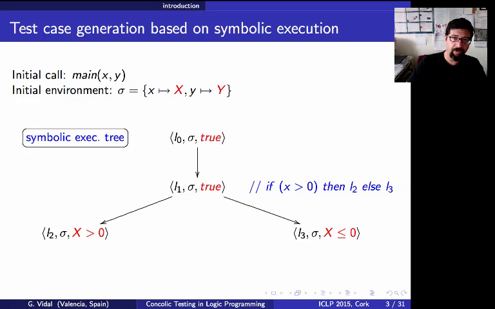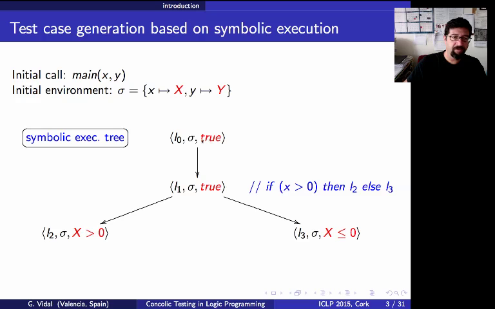So let me start by briefly introducing the basic approach, which is only based on symbolic execution, the basic approach to test case generation. Here we start with an initial call to our program, say main, with a couple of parameters, x and y, and an initial environment in which x is bound to a symbolic variable, which is shown in red, and the same for y. So we don't have concrete values here. This is just symbolic execution.